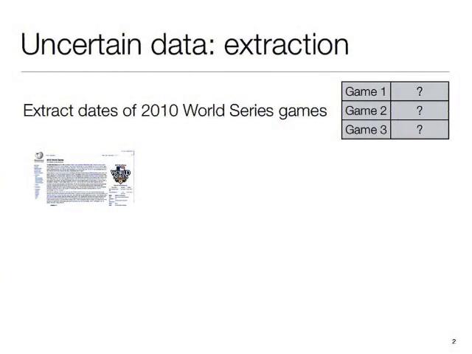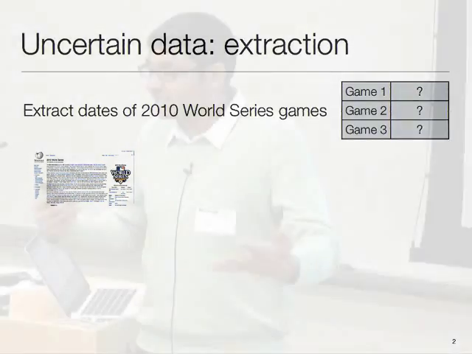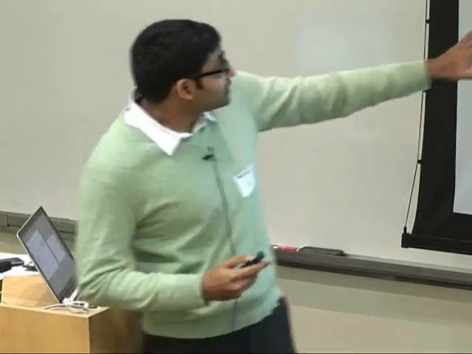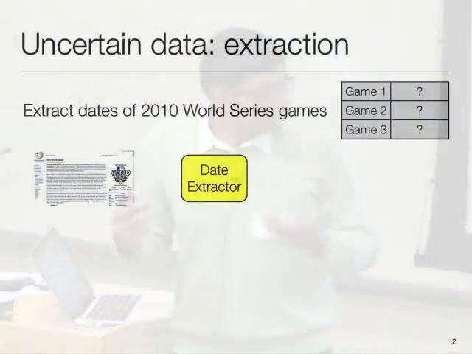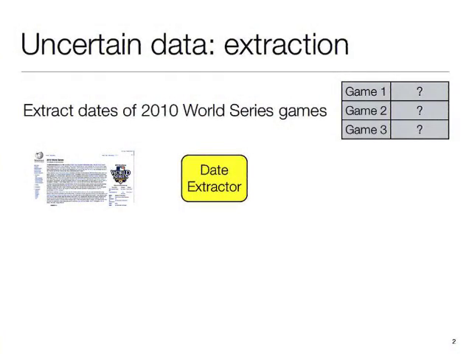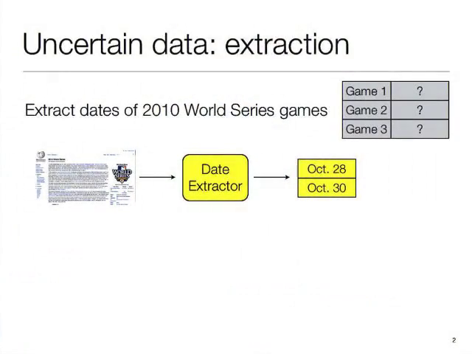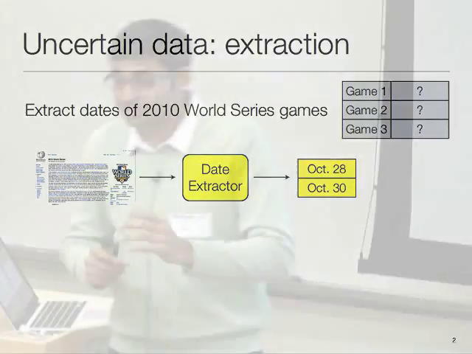Let me start with an example and tell you what uncertain data or uncertain databases are. So let's say I wanted to extract dates of 2010 World Series games, and let's say for the sake of PowerPoint that there are only 3 games in a World Series. So suppose I have a Wikipedia article that I want to extract from, and I write a very, very naive date extractor. It's not smart, it's not optimized, and it just finds 2 dates for me and nothing else. It doesn't tell you which game is when or any such information.